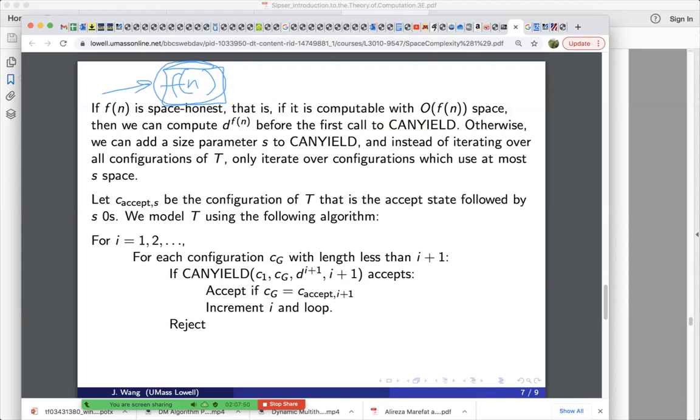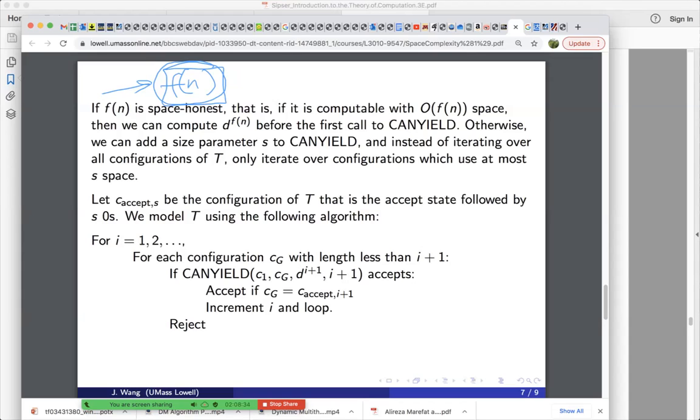So then we have a concept called space honest. If f of n is space honest, meaning it is computable within big O of f of n space, then we can compute d to the f of n before the first call to CanU, so then everything follows. So that's the easy case. However, if f of n is not space honest, computing f of n may need more space, then we cannot do this computation directly. Instead, we are going to use the following method.